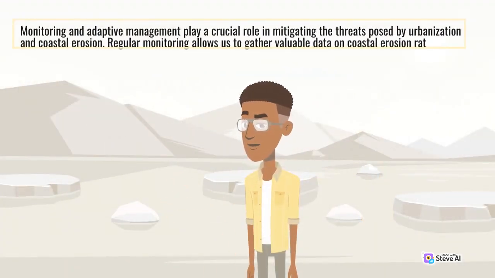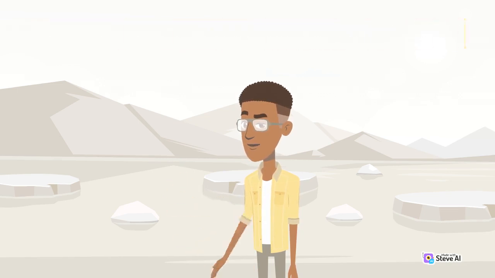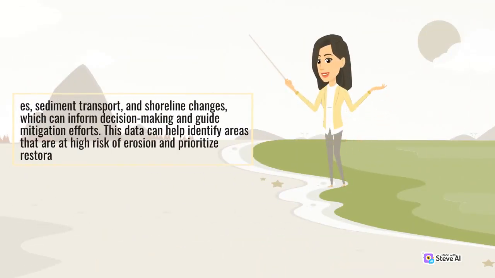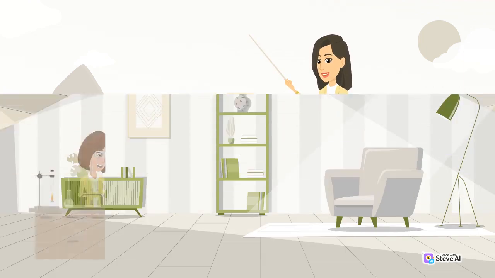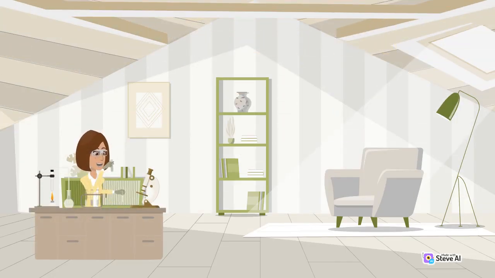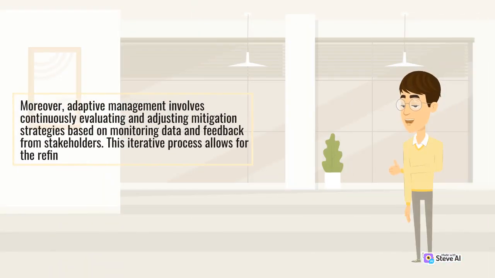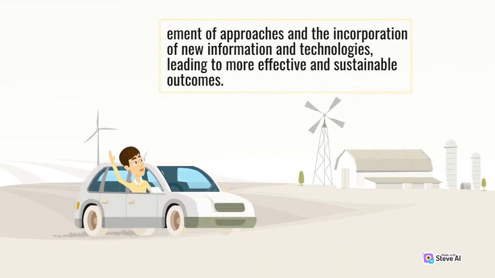Monitoring and adaptive management play a crucial role in mitigating the threats posed by urbanization and coastal erosion. Regular monitoring allows us to gather valuable data on coastal erosion, sediment transport, and shoreline changes, which can inform decision-making and guide mitigation efforts. This data can help identify areas that are at high risk of erosion and prioritize restoration efforts accordingly. Moreover, adaptive management involves continuously evaluating and adjusting mitigation strategies based on monitoring data and feedback from stakeholders. This iterative process allows for the refinement of approaches and the incorporation of new information and technologies, leading to more effective and sustainable outcomes.